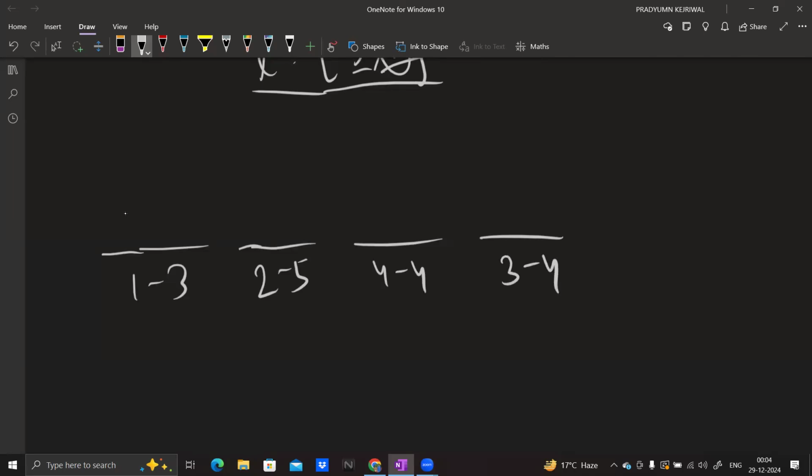Let's say we have this input. Let's say we have just 4 numbers. This is 1 to 3. This is 2 to 5. This is 4 to 4. And this is 3 to 4. So let's say we want to calculate for this element, 2 to 5. So definitely we can't give 4 here, because 4 will be here definitely. But let's say we want to give 3. So 3 we can give actually.